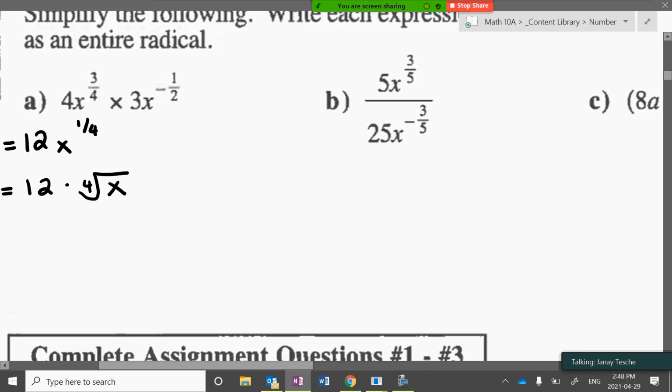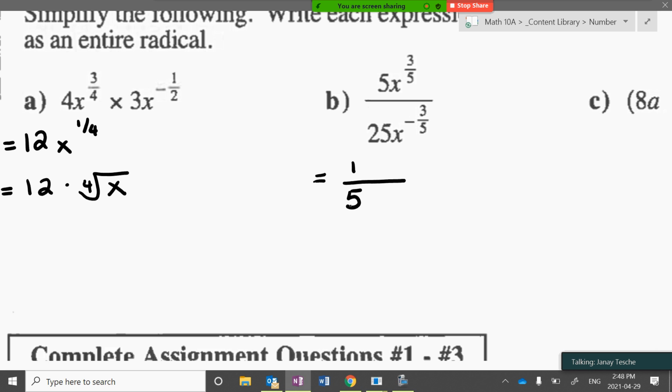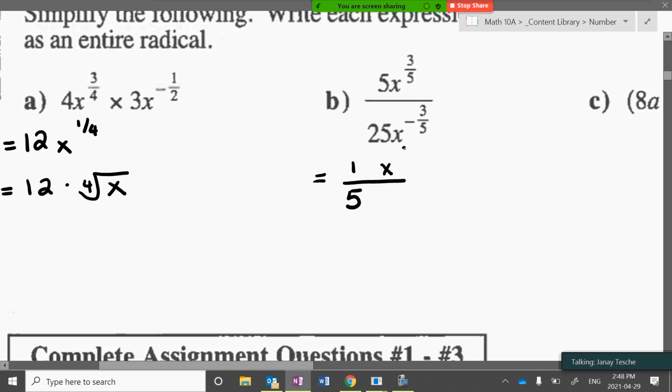On B, deal with your numbers first. So 25 and 5, I can reduce to become 1/5, right? 5 goes into both those numbers. So let's just reduce that. Then I have 2 x's, so I'm going to subtract a negative, which means we're adding. So really, I'm going to go 3/5 plus 3/5, which gives me 6/5. Then when I clean this up, my 5 stays in the denominator. This is going to become the 5th root of x to the power of 6. I didn't rewrite my 1. If you want to, go right ahead. It's kind of whatever works for you there.